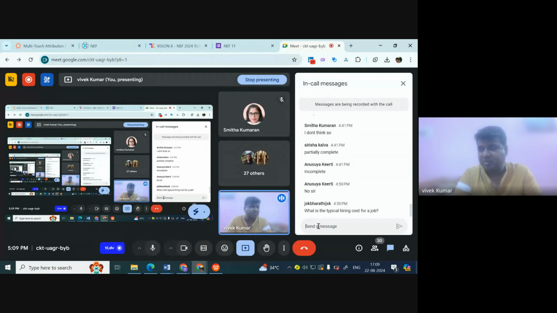If you go by the standard in the industry, most of the recruitment agencies would charge you 1 month of salary as a hiring cost, and it can go up to 3 months or 6 months also, depending upon the leadership positions and some higher positions.